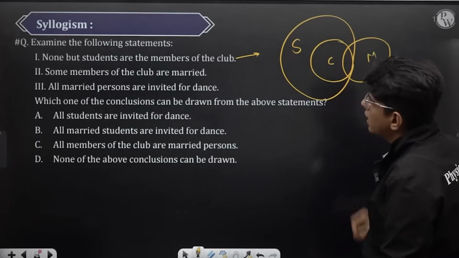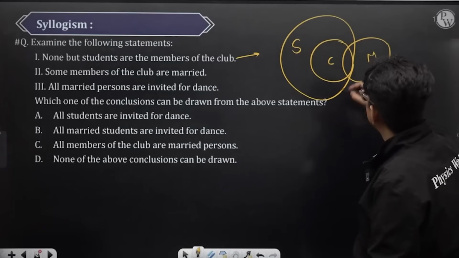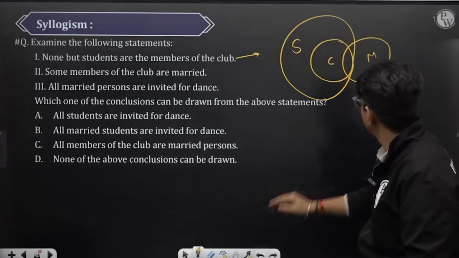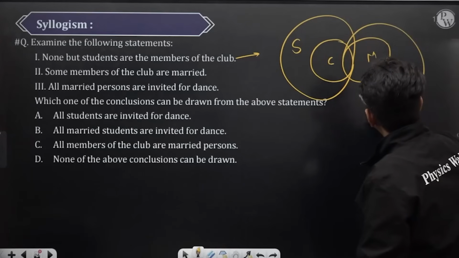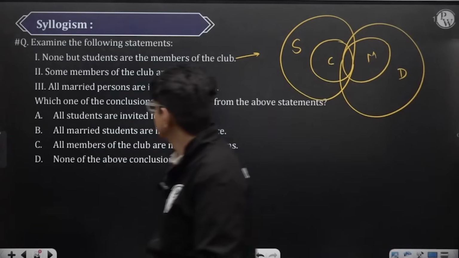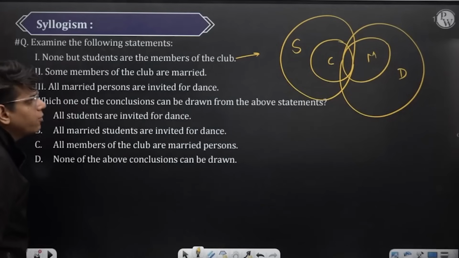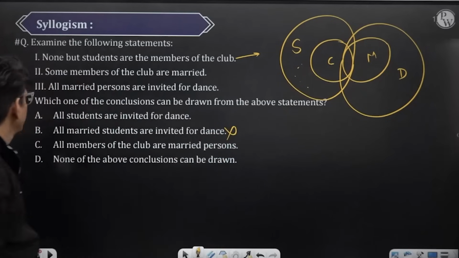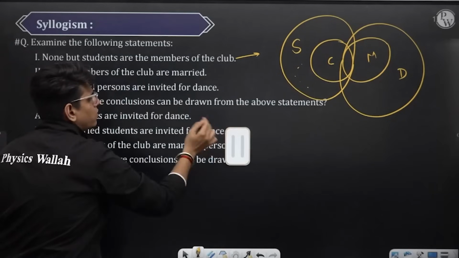And all the married persons are invited for dance. All the married persons are invited for dance. Right. Now look at the conclusions. All students are invited for dance. No, these students are not invited for dance. So this is wrong.